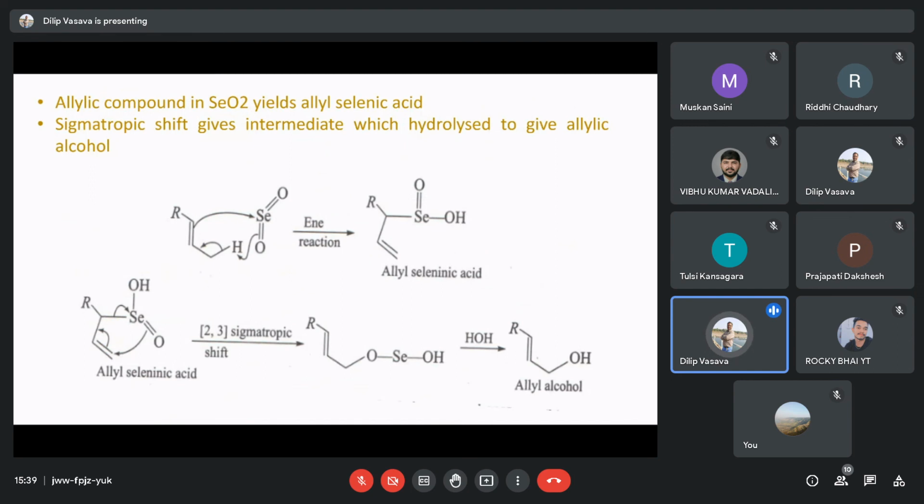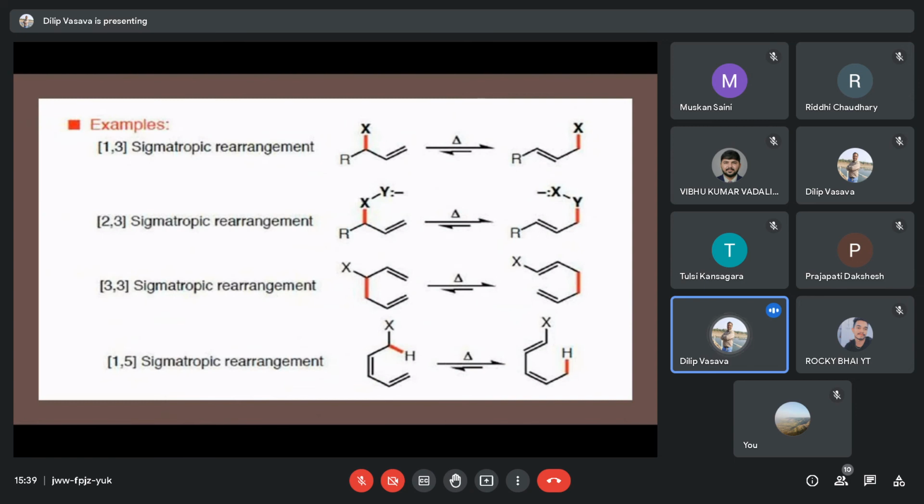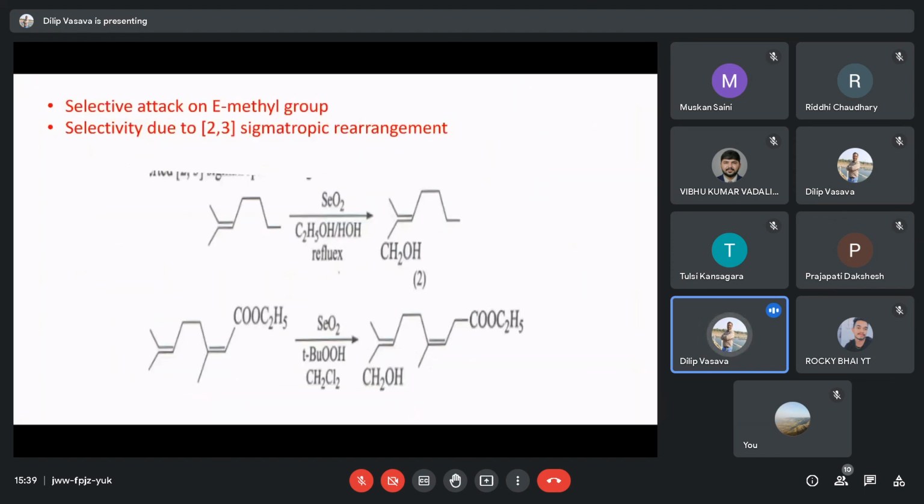These are other applications of selenium dioxide, where different sigmatropic rearrangements are taking place. Here is how the formation takes place in the 2,3 sigmatropic rearrangement by using selenium dioxide.